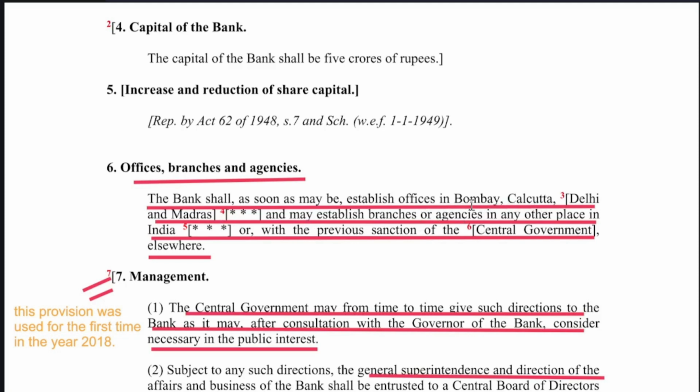Bombay, as of now, is called Mumbai. Calcutta is called Kolkata. Madras is called Chennai. But the Act mentions the names of the respective cities by their old names: Bombay, Calcutta, Delhi, and Madras.